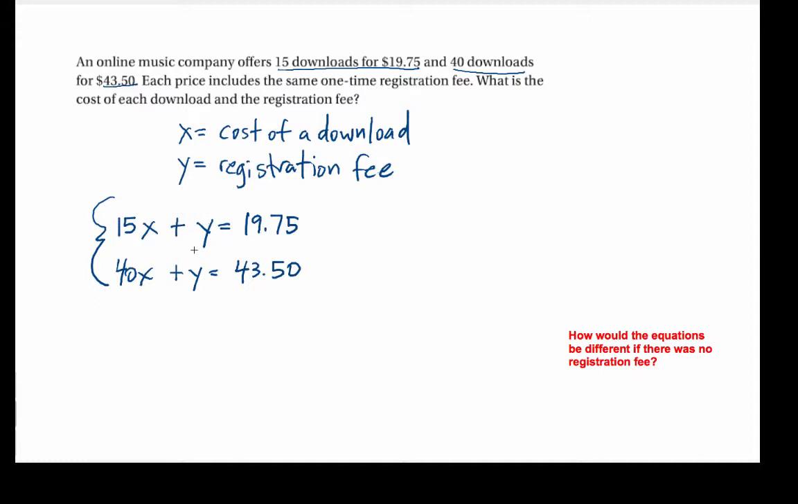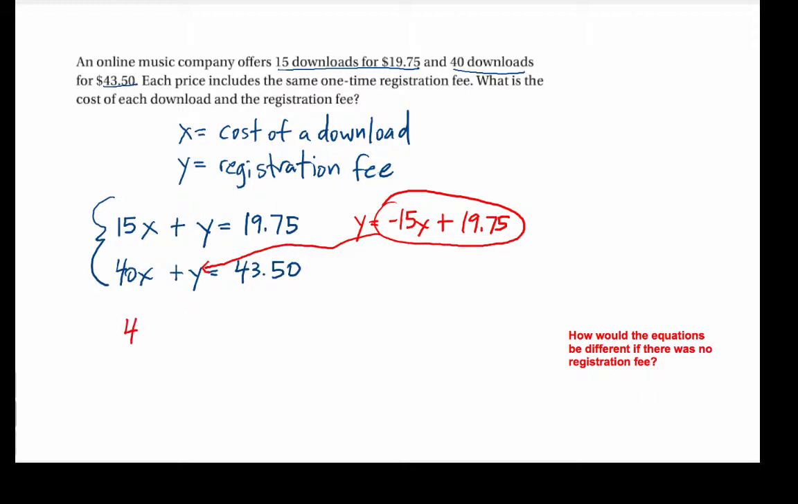And so you can see here we have a y and we have a y, so this is a fairly decent substitution situation. So I'll just take my first equation and solve for y. So I get y equals negative 15x plus 19.75. And then I'm going to take this value, since it equals y, and substitute it in for y into the other equation, which gives me 40x plus the quantity, negative 15x plus 19.75.